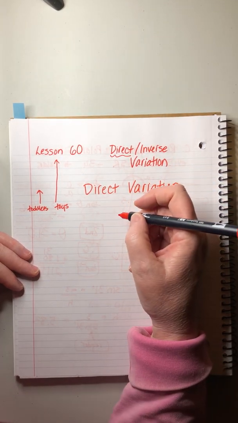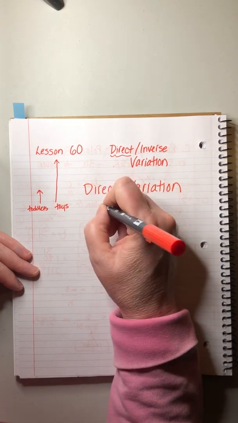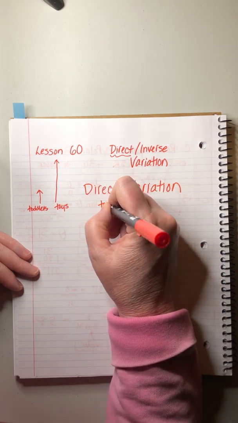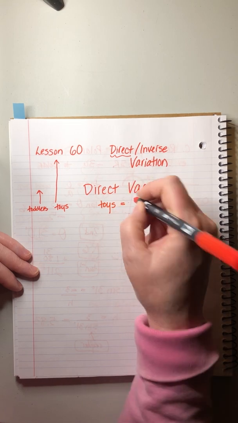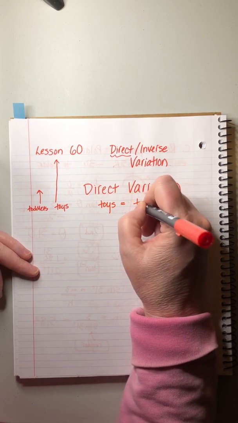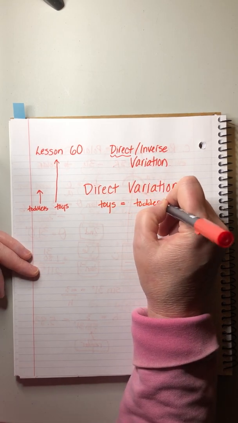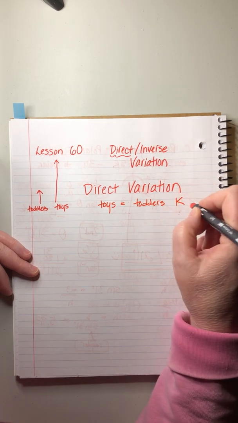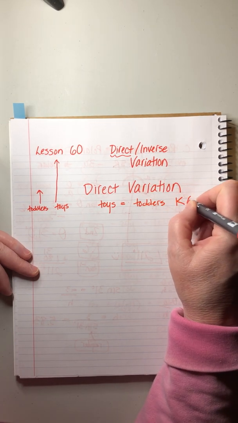And we write a formula, and in this example, it would be the number of toys on the floor of the room is equal to the number of toddlers times a constant that we call K.